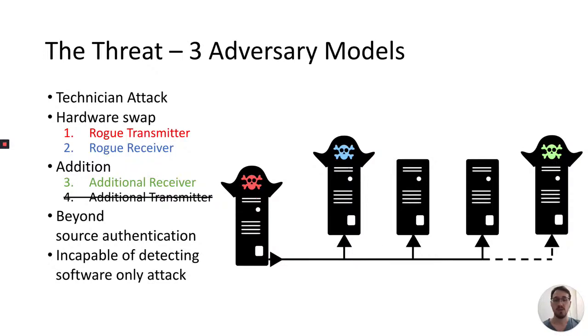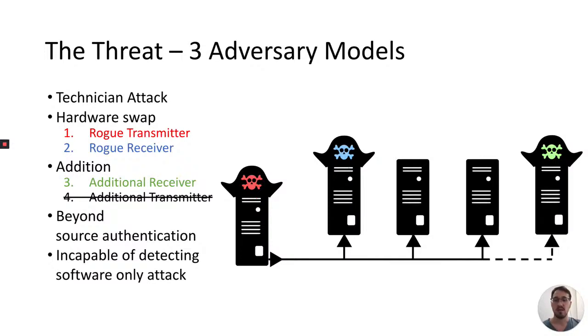3. An additional receiver. Similar to a rogue receiver, but instead of replacing a receiver, the attacker attaches an additional one. You could think of a fourth variant, an additional transmitter. However, this attack is more difficult to pull off because the protocol does not permit connecting two transmitters to one bus. Therefore, this attack cannot be achieved with commercial off-the-shelf devices. When we connected the second transmitter to the bus, it broke the communication completely. We did not pursue research in this direction.